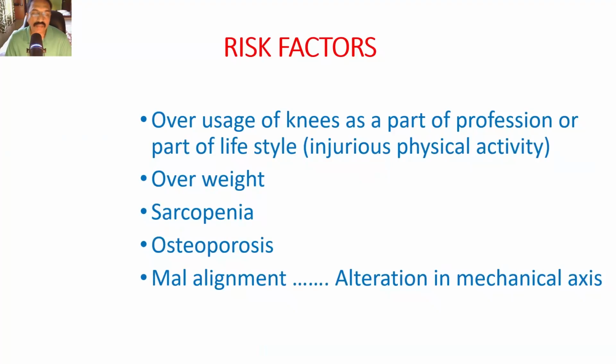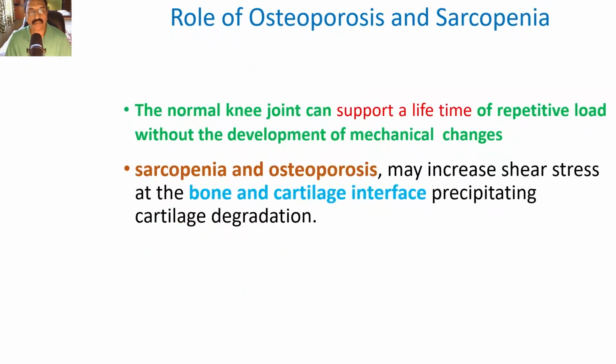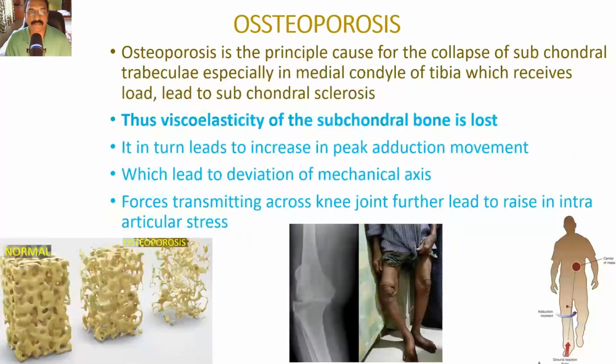There are certain risk factors which can lead to damage of the joint. That is overusage of the knees as a part of the profession and part of lifestyle, and due to some injurious physical activities. Other risk factors are overweight, sarcopenia, osteoporosis, and malalignment with alteration in mechanical axis. The normal knee joint can support a lifetime of repetitive load without the development of mechanical changes, but sarcopenia and osteoporosis may increase shear stress at the bone and cartilage interface, precipitating cartilage degradation.